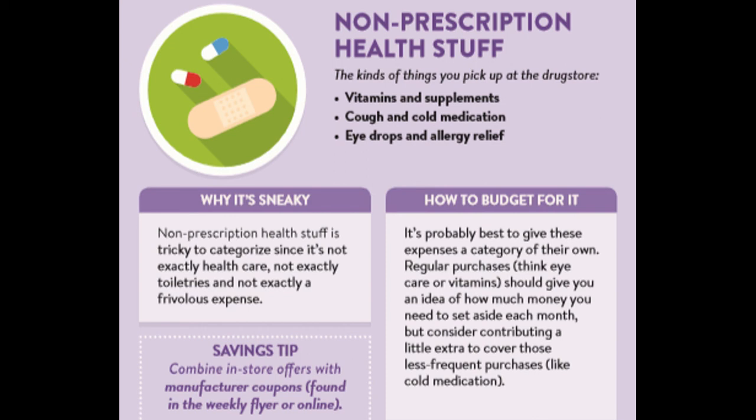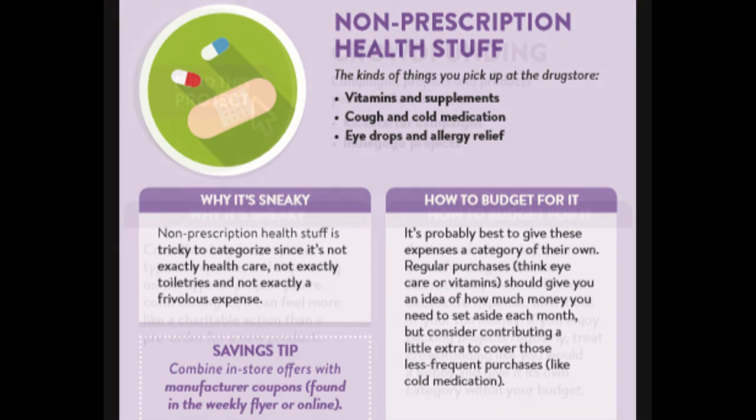And the savings tip, just like the last savings tip, says find coupons, essentially. And how to budget for it is essentially come up with your own category. You can call it whatever you want. And essentially, you want to set aside the money each month and contribute a little extra for ones you're not expecting.